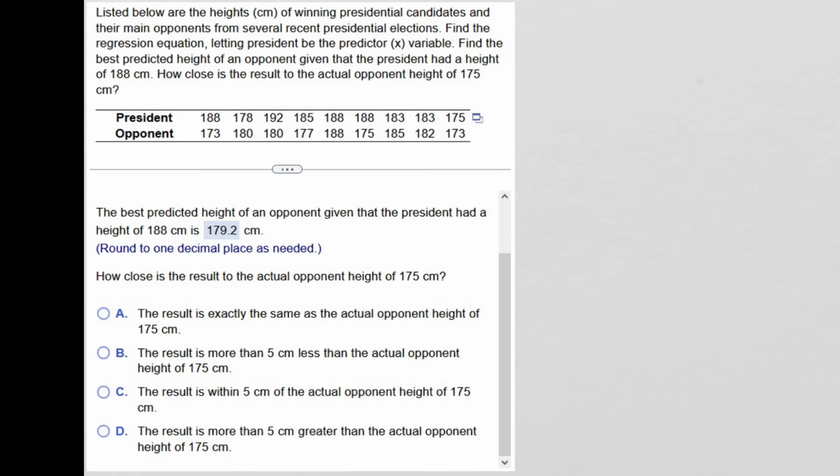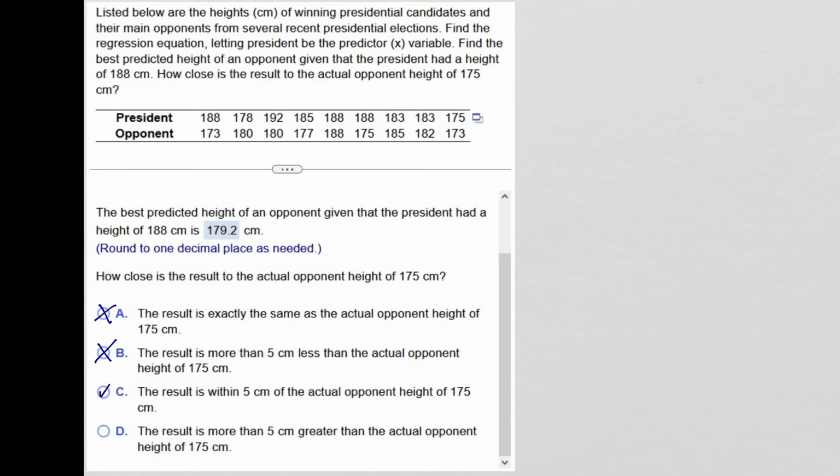So we've got that best value there. And then we want to know how close is the result to the actual opponent height of 175 centimeters. So our value was 179.2. That is not exactly the same, so we can't choose that. Is it more than 5 centimeters less than the actual? No, because that would be 170 or less, and that's not correct. Is it within 5 centimeters? Yes, it is. So that's our final answer for that particular question.